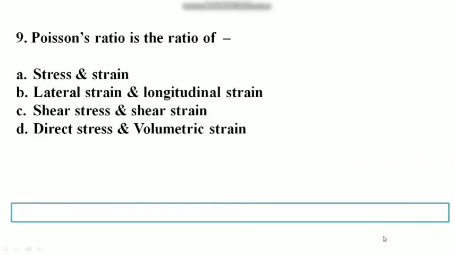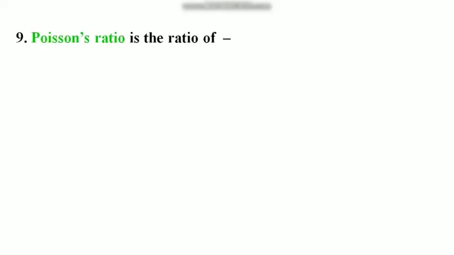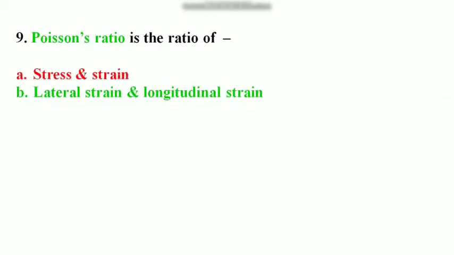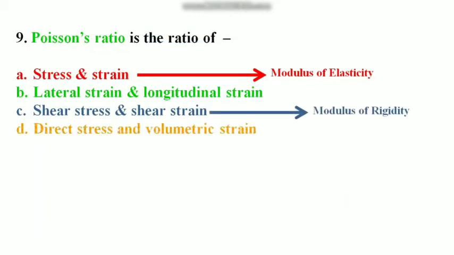Poisson's ratio is the ratio of: option A, stress and strain; option B, lateral strain and longitudinal strain; option C, shear stress and shear strain; option D, direct stress and volumetric strain. So Poisson's ratio is the ratio of lateral strain and longitudinal strain, and the ratio of stress and strain is called modulus of elasticity. The ratio of shear stress and shear strain is called modulus of rigidity, and the ratio of direct stress and volumetric strain is called bulk modulus. You have to remember all this.